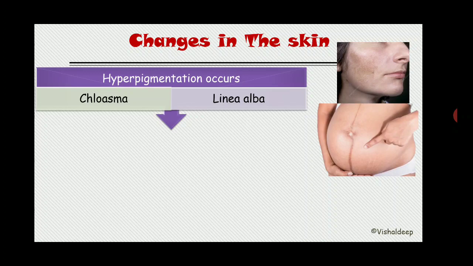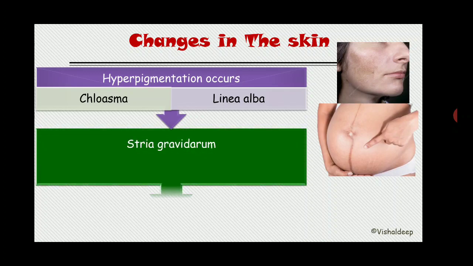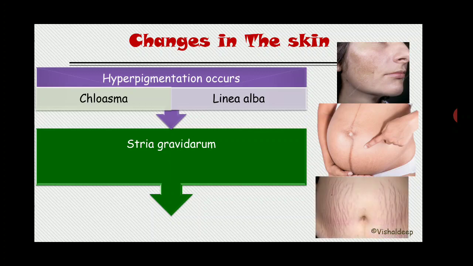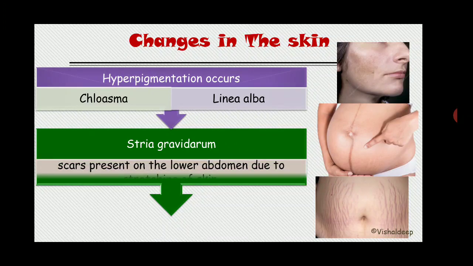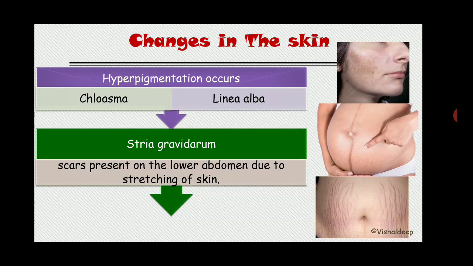There is one more terminology that you need to remember. Stria will appear over the abdomen. It is known as stria gravidarum. It is more or less the same as in Cushing's syndrome, but in Cushing's syndrome there is horizontal striation, while in the case of stria gravidarum there is a vertical striation. It is shown in the picture like this. So what is stria gravidarum? It is a scar present on the lower abdomen due to stretching of the skin.